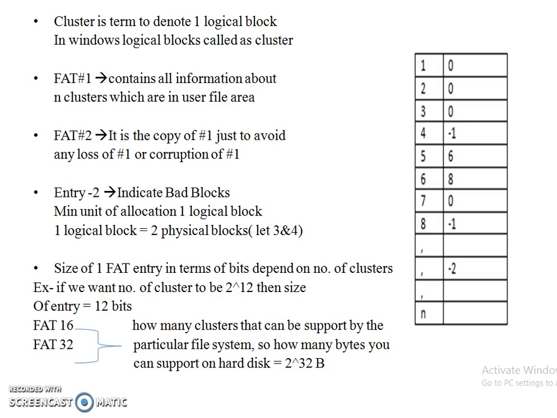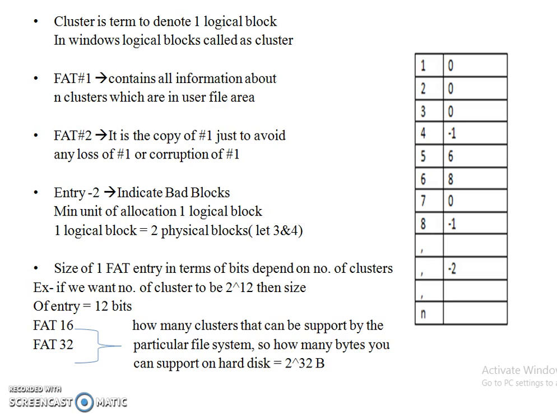The size of one FAT entry in bits depends on the number of clusters. For example, if we want the number of clusters to be 2 to the power 12, then the size of one entry is equal to 12 bits. So for FAT16, it will be 2 to the power 16 clusters, and for FAT32, it will be 2 to the power 32 clusters. It indicates how many clusters can be supported by the particular file system. So how many bytes you can support on the hard disk is equal to 2 to the power 32 bytes.